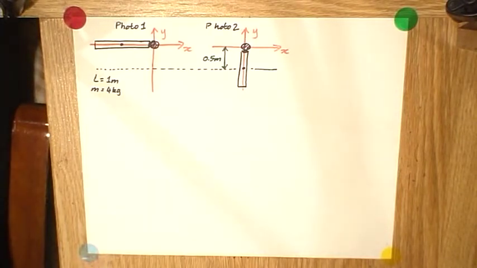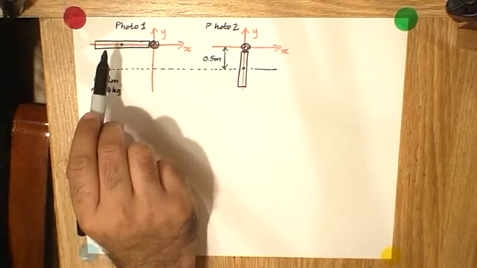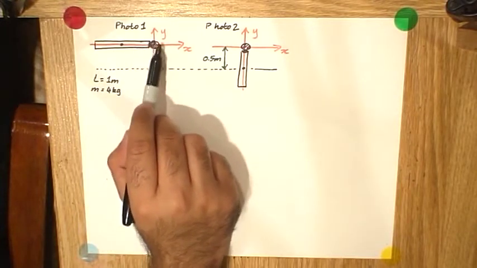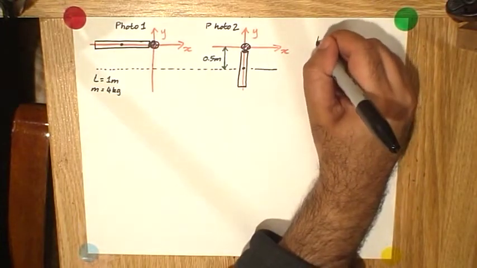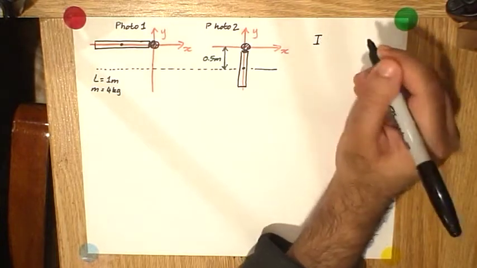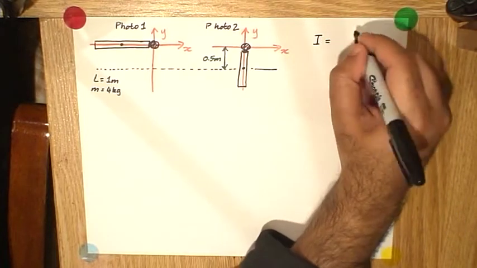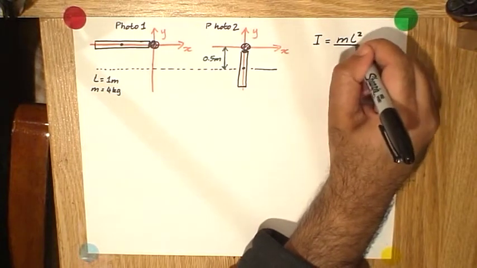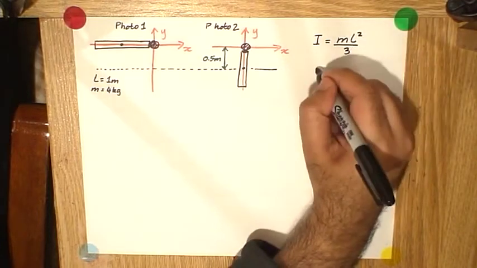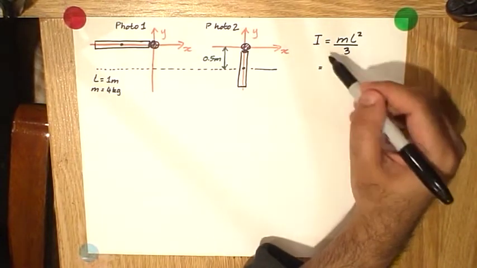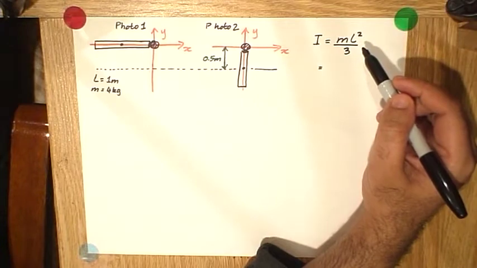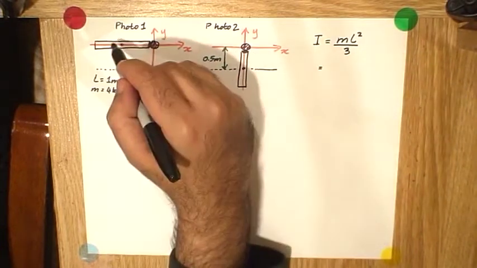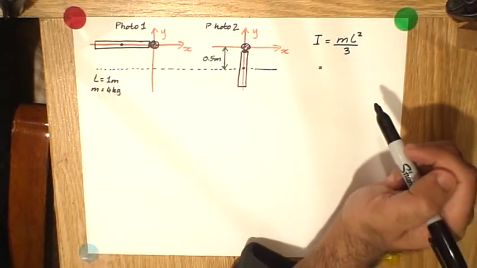Probably the last thing that we need to figure out is the moment of inertia, and then we'll be able to run into conservation of energy. For a rod that's being rotated around one end, the moment of inertia, symbolized by the letter I, the difficulty of rotating it, is given by the mass times the length squared divided by 3. We know this because this is an equation that happens to be in your textbook. This is the standard equation for a rod being rotated around one end.